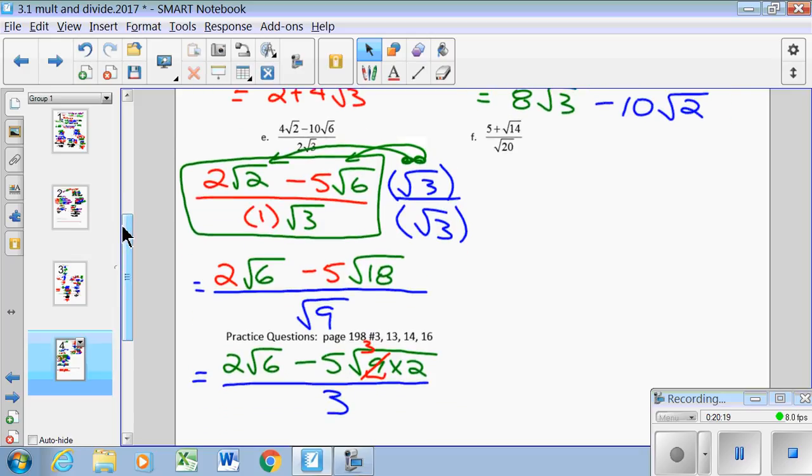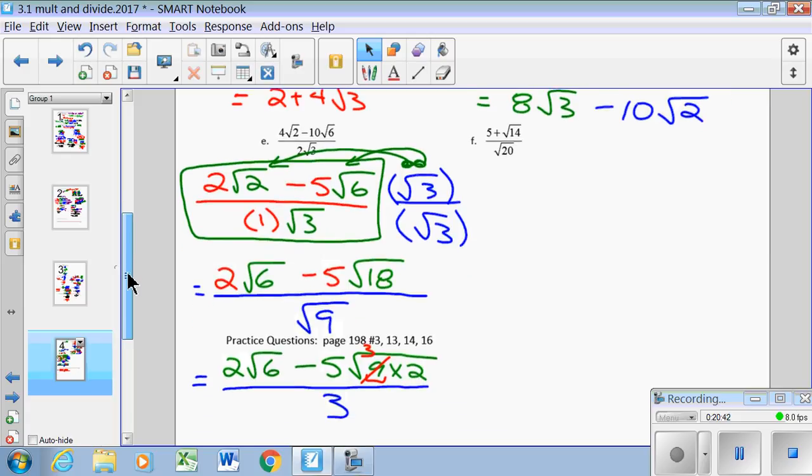So 4 root 2 minus 10 root 6 divided by 2 root 3. Numbers divide by numbers, radicals divide by radicals. If you still have a radical on the bottom, you times the bottom by the radical. That makes it equal itself. Root 3 times root 3 will always equal whole number 3 in the end, because 3 times 3 is 9, square root of 9 is 3.